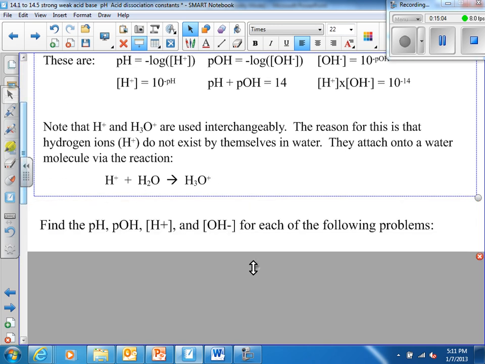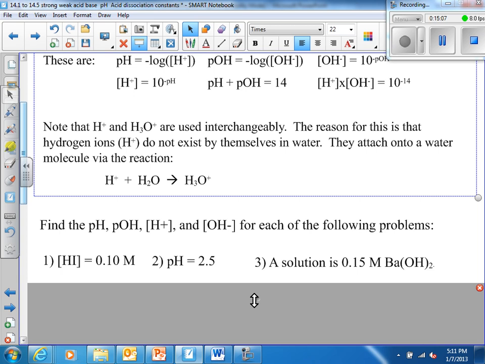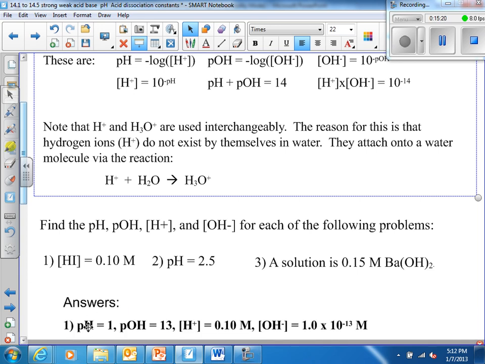Okay, so we're going to use those equations to solve these three problems. Now you're going to want to pause. I have all the answers up. I don't have these worked out. I'm expecting you know how to use these equations. I will go through number one with you real quick, how I got the answers. So to get pH, you do negative log of H+. HI is a strong acid, so that means the H+ concentration is 0.1 molar. So pH is just negative log of 0.1. Put that in your calculator, you get the answer 1. pH plus pOH equals 14, so pOH is 13.